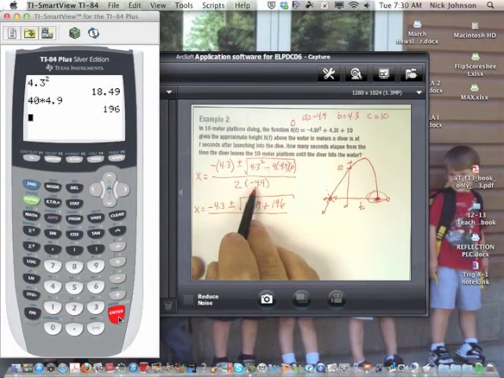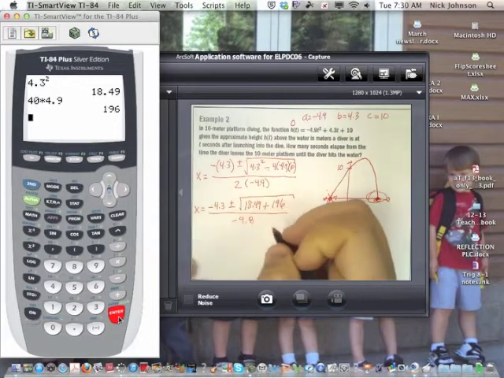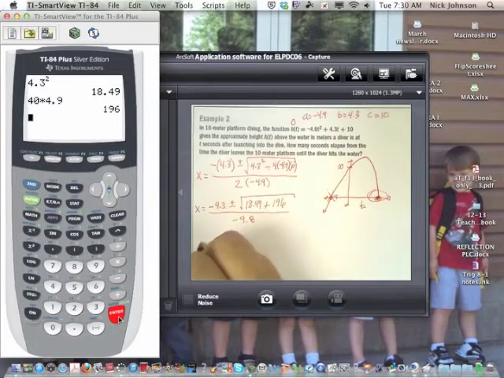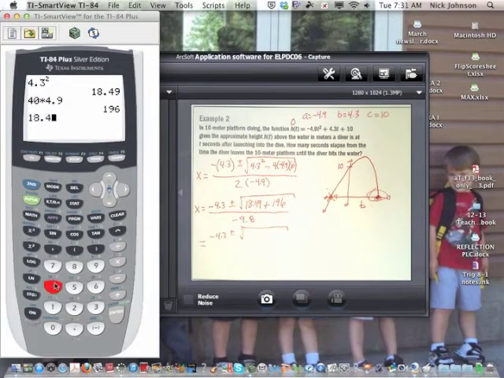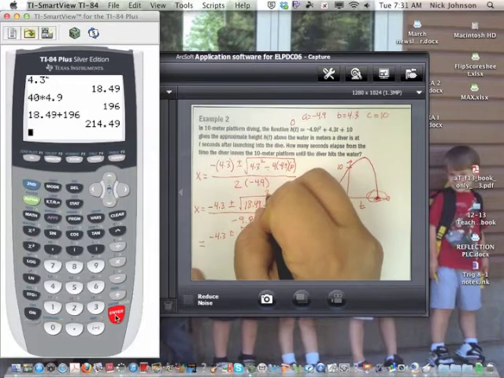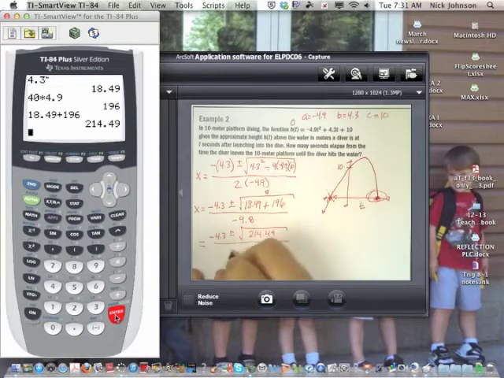Gives me 196. Divided by 2 times a negative 4.9, we all should know is a negative 9.8. Okay? Moving on. A negative 4.3 plus or minus the square root of 18.49 plus 196. Probably could have done this in our heads. Gives me 214.49. I'm going to write that up here.